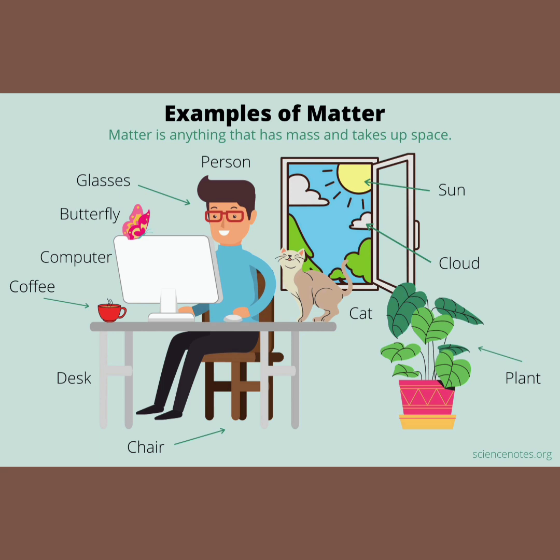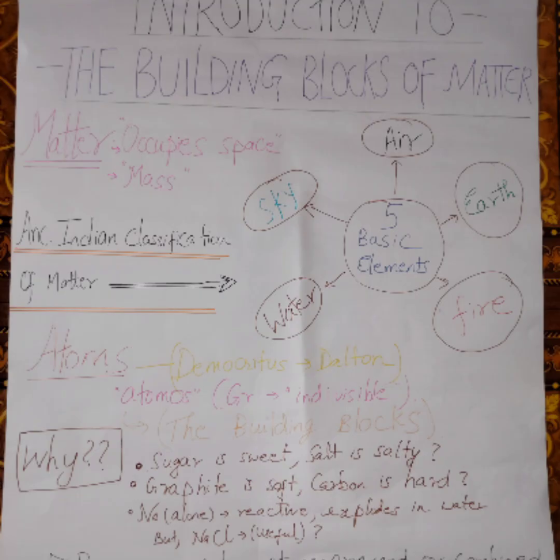So, what have we learned earlier by definition? Matter is anything that we can touch, see, or measure. It has mass and occupies space. We call it matter.